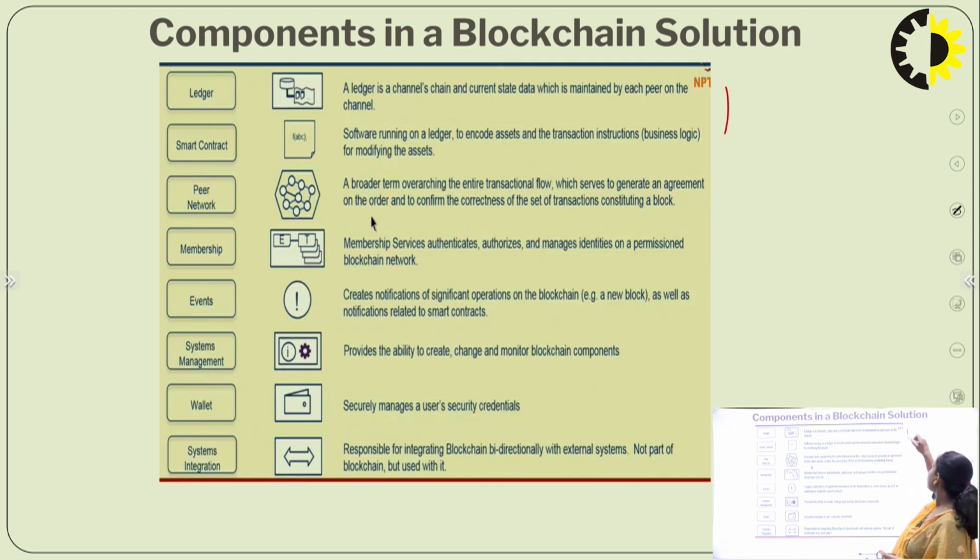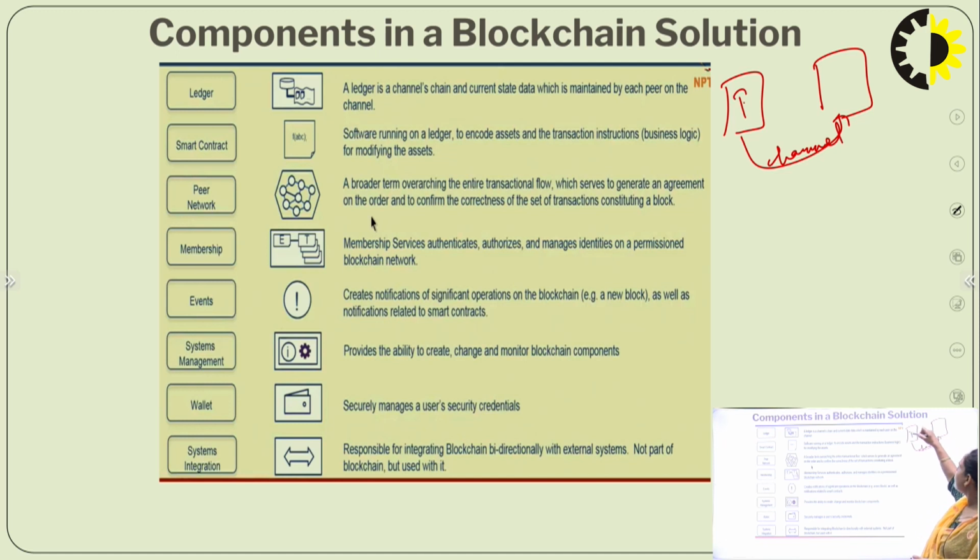So peer 1, peer 2, all of them are on a channel, and on that channel peer 1 and peer 2 have ledger 1 and ledger 2 that are shared between them. We are using this in the blockchain.